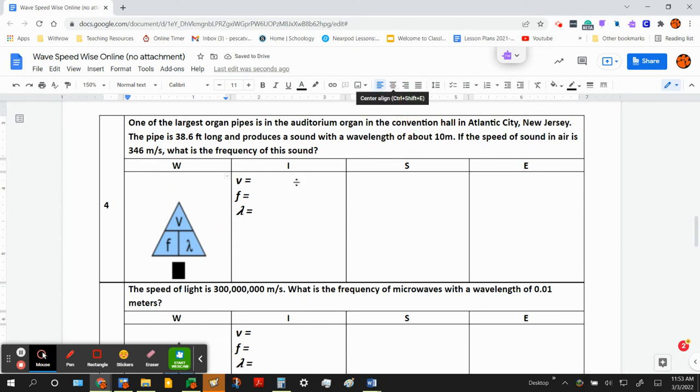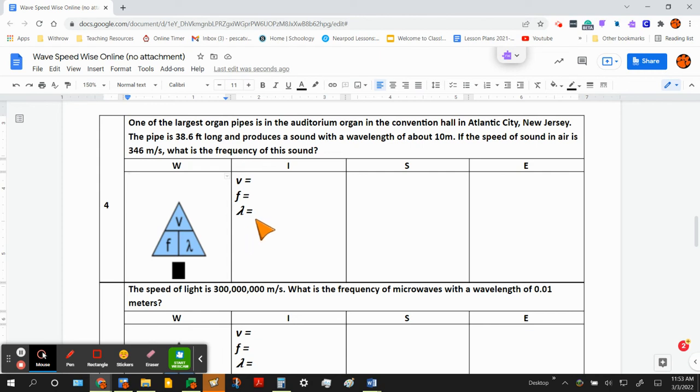All right, so one of the largest pipe organs in an auditorium is the Conventional Hall in Atlantic City. The pipe is 38.6 feet long and produces a sound with a wavelength of 10 meters. If the speed of sound in air is 346 meters per second, what is the frequency of the sound?